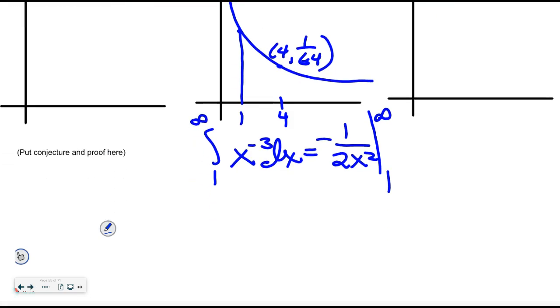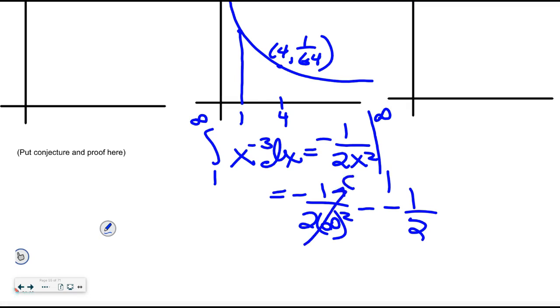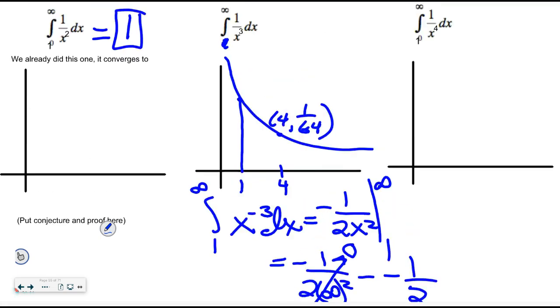All right, we have negative 1 over 2 times infinity squared minus a negative 1 over 2. Are you looking? Katie, what does this go to? 0. So what's my answer? It converges to something less. It should, because it's below it, right? What did it converge to? 1/2. Let's go write that up here. 1/2.